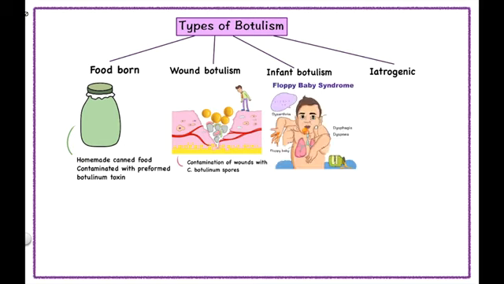Next is infant botulism, which is also called floppy baby syndrome. You can remember the features with this picture. It can cause dysarthria, which means difficulty or unclear articulation of speech, then ptosis, dysphagia, and dyspnea. It is caused by ingestion of contaminated food, usually honey, with spores of Clostridium botulinum in children less than 1 year of age. Next is iatrogenic, which results from injection of an overdose of toxin.